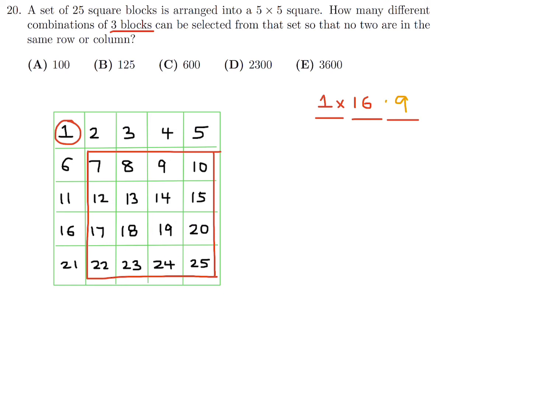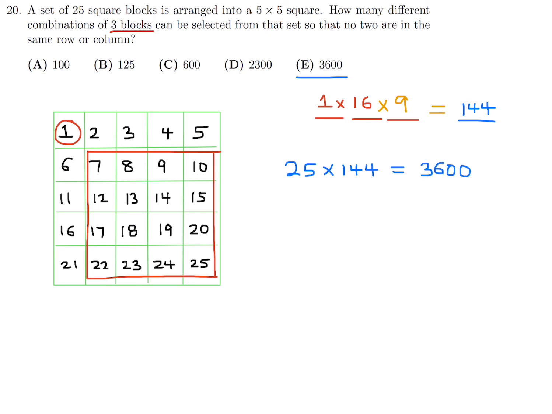So that puts 9 here, and this is how many possible combinations. 16 times 9. And that is equal to 144. Now we can do the exact same system for any other number. We could do the exact same thing for 2, for 3, for 4, all the way up to 25. So for each number from 1 to 25, there's 144 possible combinations. So 25 times 144 is our total, and that is 3,600.